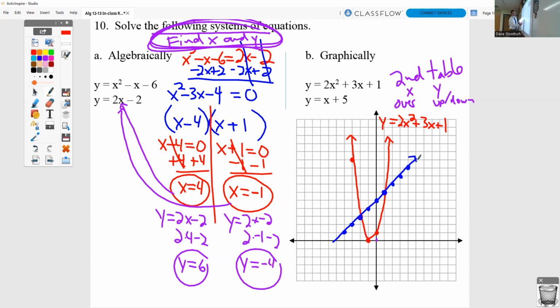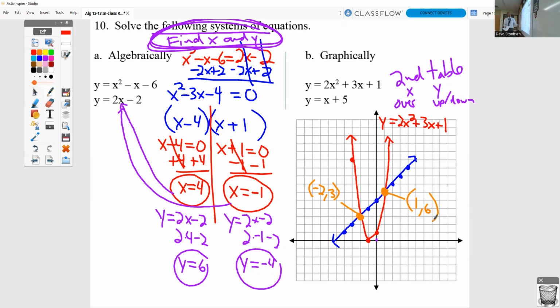We're graphing our line. So we want to see where these two lines cross. Well, they cross right here and they cross right here. Those two points, those are our answers. It is negative 2, 3, and it is 1, 6. That's what we want to find out.